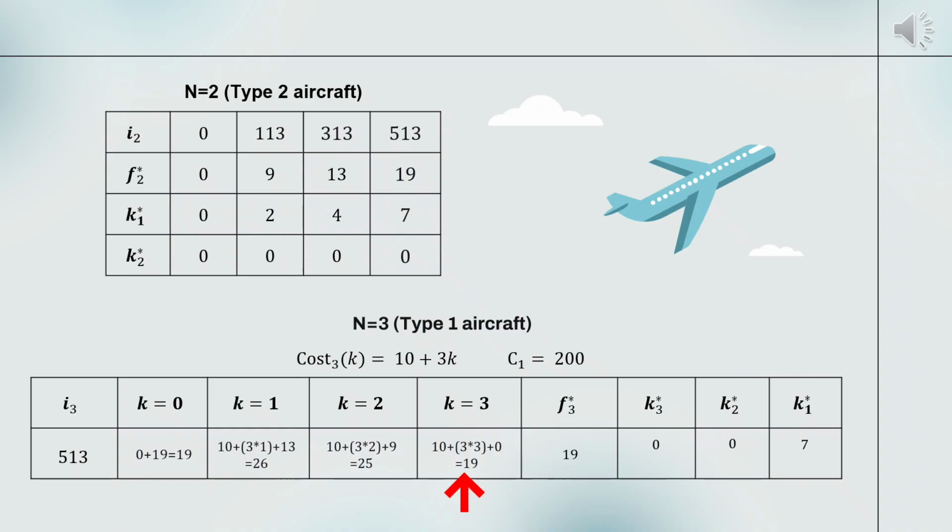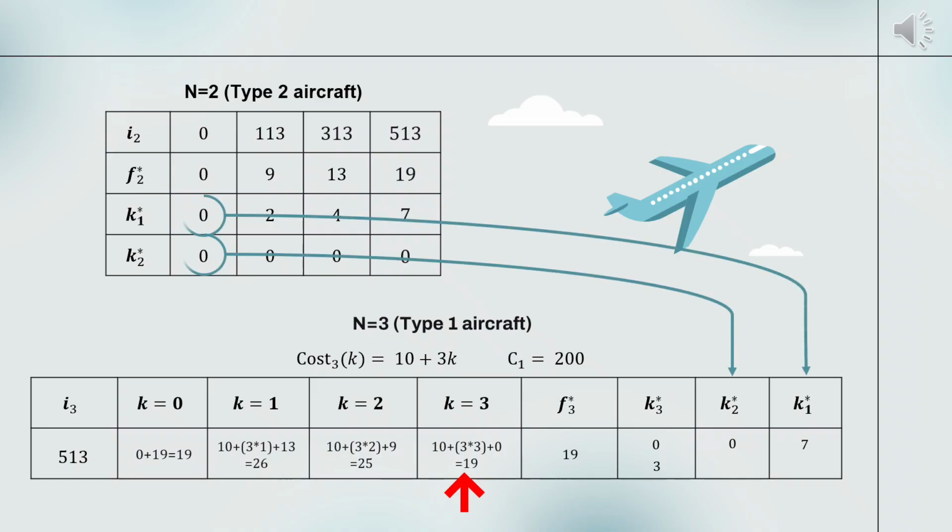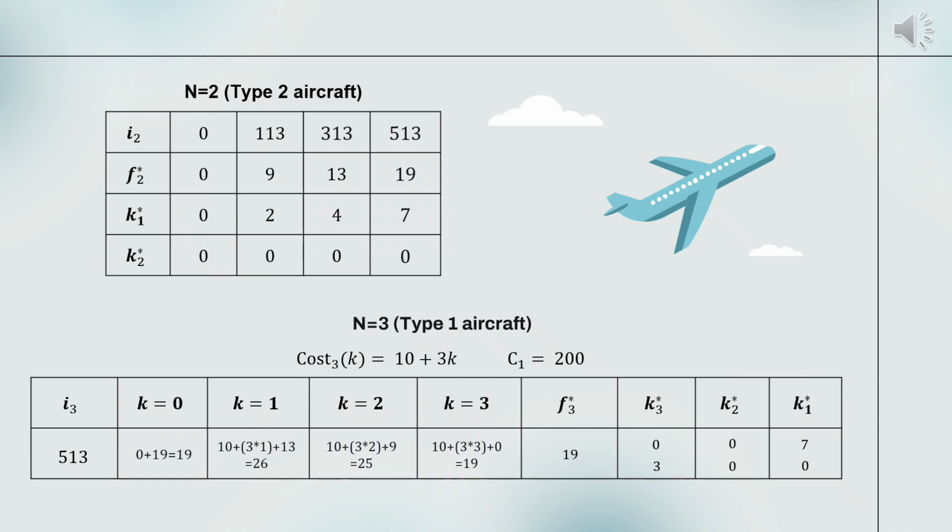In the second path, if we allocate 3 Type 1 aircraft, all passengers are covered. The input to the previous stage becomes 0. According to the first row of the upper table, for an input of 0, we do not need any Type 2 or Type 3 aircraft. Therefore, the second optimal fleet configuration consists of 3 Type 1 aircraft and 0 aircraft of the other two types. We have reached the end of this fascinating fleet optimization problem.